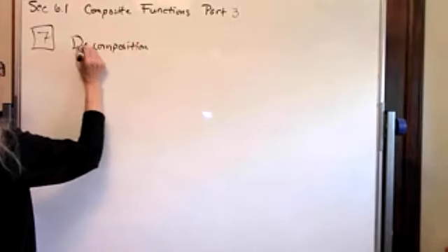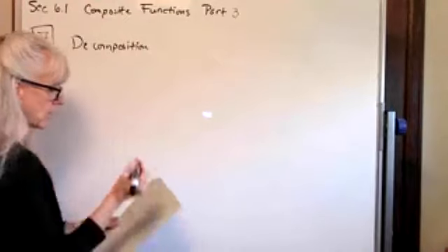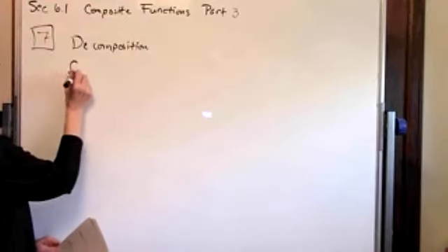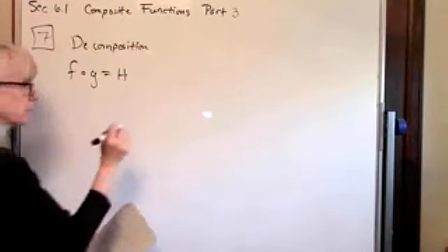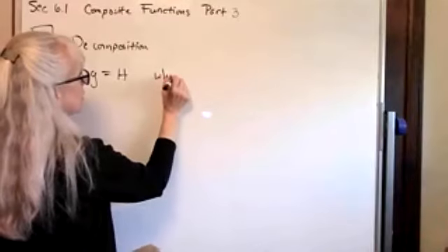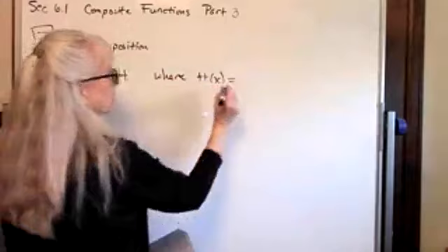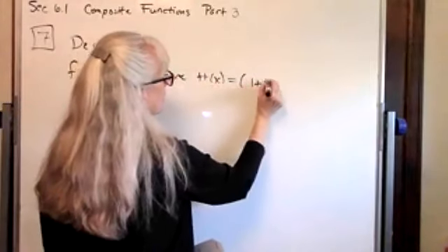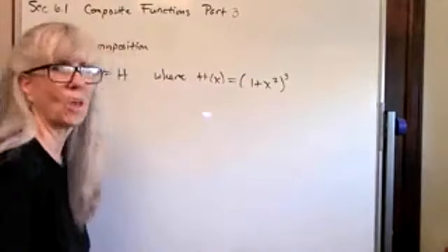Sounds like we're in biology. Okay, what does that mean? Well, what we want to do is we want to find two functions, F and G, such that F compose G is equal to another function, H, and specifically in this case, where H of X is equal to 1 plus X squared, quantity cubed.